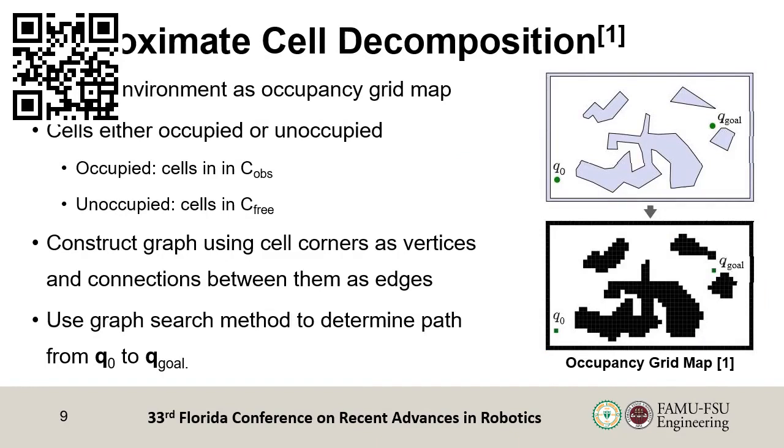Approximate cell decomposition techniques model the environment as an occupancy grid map, which consists of square-shaped cells. The figure on the right is an example of an occupancy grid map. The cells are either occupied or unoccupied. Cells that mostly contain obstacles are occupied, while cells in the free space are unoccupied. The graph is then constructed using cell vertices as corners and connections between them as edges. Lastly, a graph search method is employed to determine a path from the initial to the goal configurations.